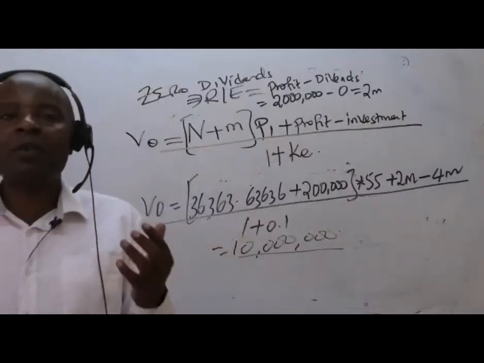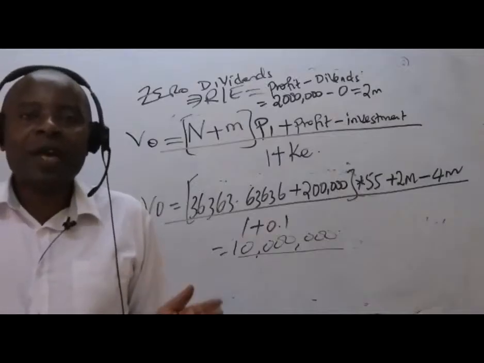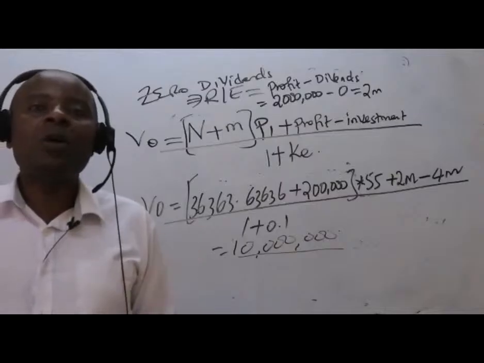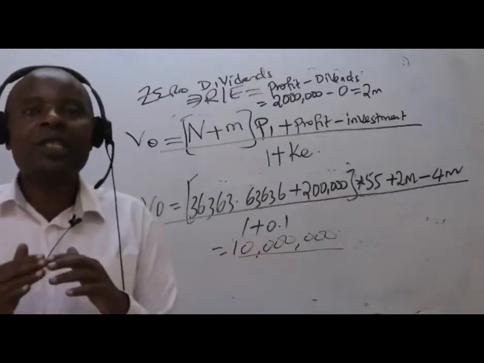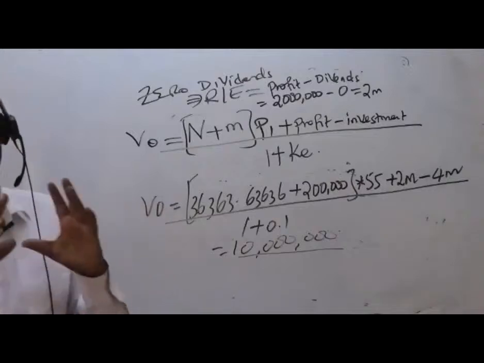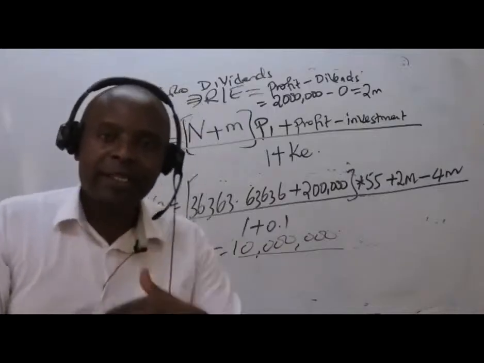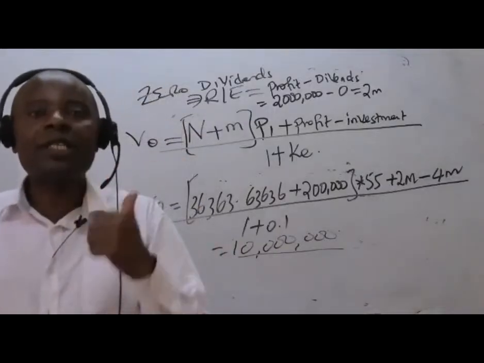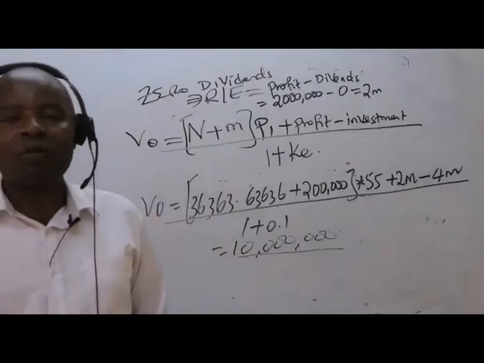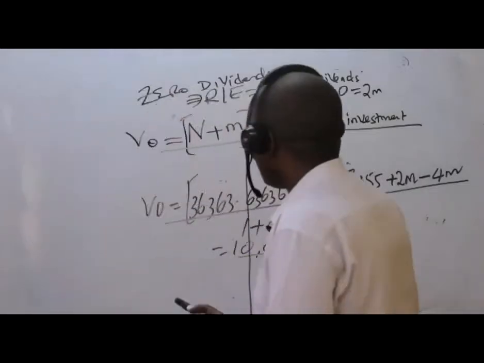So, ladies and gentlemen, having gotten that, this is the value of this organization if it decides not to pay dividends. If we say it's zero dividends, then our farm is valued at 10 million. What about the other side of the coin? What if we decide to pay dividends? So number 2, pay dividends policy. What will be the value of the farm?